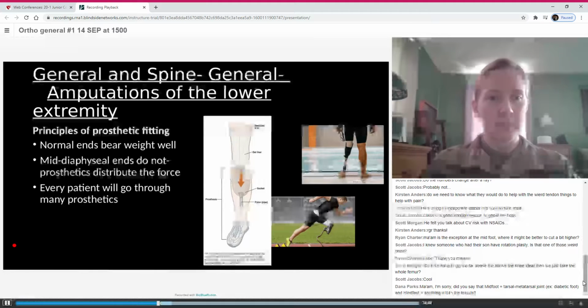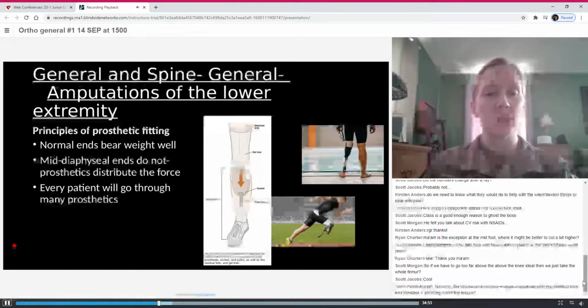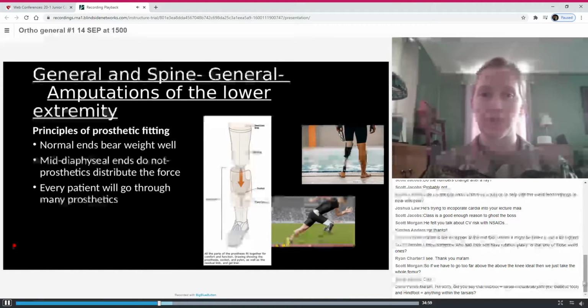Let me read Parks's question now. Yes, Parks, those are both correct. So a midfoot would be either within the metatarsals, or a tarsal metatarsal joint, and then a hindfoot is anything within the tarsals. Those are correct.